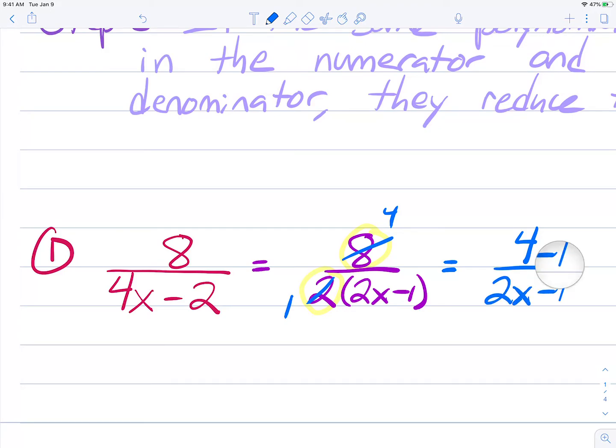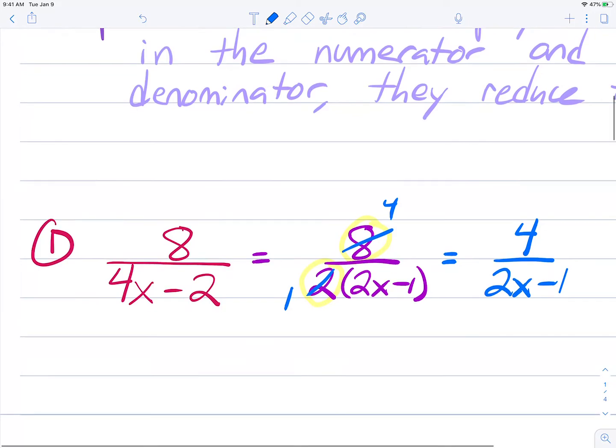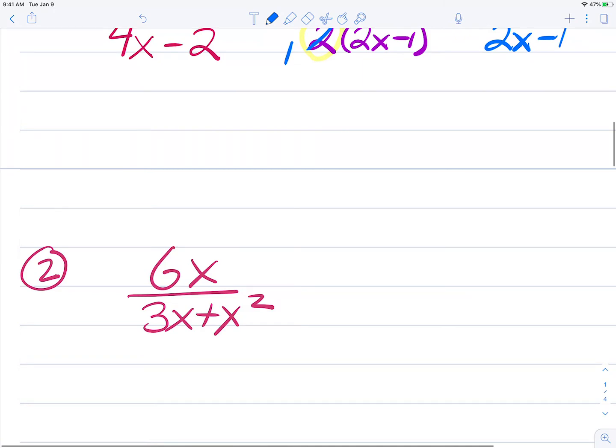That binomial of 2x minus 1 cannot be reduced with anything else because there is not another binomial that exactly matches. So that's all you can do. You cannot reduce that 4 and that 2 because the 4 is a monomial and the 2 is part of a binomial.